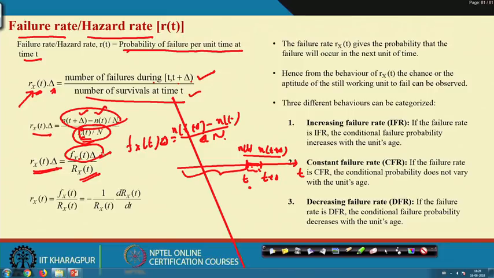The top portion you are writing f_X(t) into delta, the bottom one is r_X(t) into delta, delta and delta will be cancelled out. So, r_X(t) equals this. That means failure density by the reliability is the hazard rate, which is minus 1 by R_X(t) into dR_X(t) by dt, correct, because f_X(t) is minus dR_X(t) by dt.